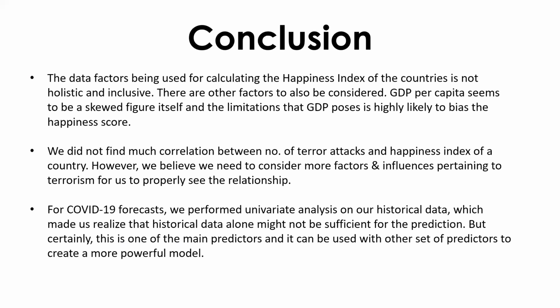So in conclusion, the data factors that were used for calculating the happiness index are not holistic and inclusive. There are other factors that can also be considered, and we can see that GDP is a predictor that seems to be skewed, and it's highly likely to bias our happiness score. We did not find much of a correlation between terror attacks and happiness index, and this might be because we are not taking in the factors that actually affect terror attacks. And finally, for the COVID-19 forecast, we performed univariate analysis on historical data. This just tries to capture the trend, and we can move forward to multivariate analysis, with this as one of our main predictors, along with other predictors which might help improve our model.